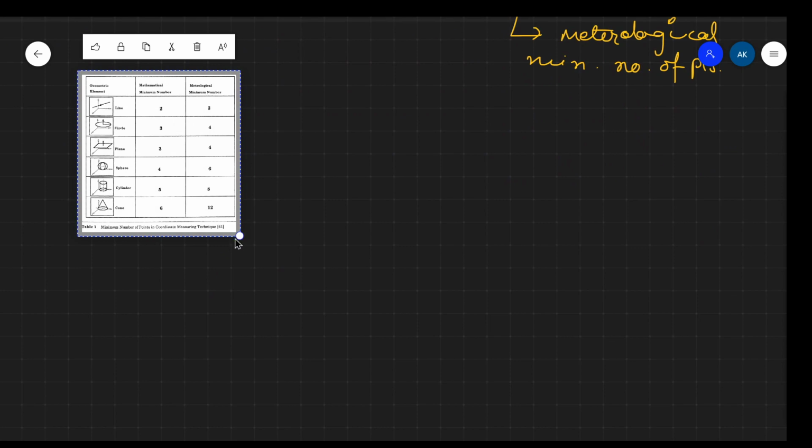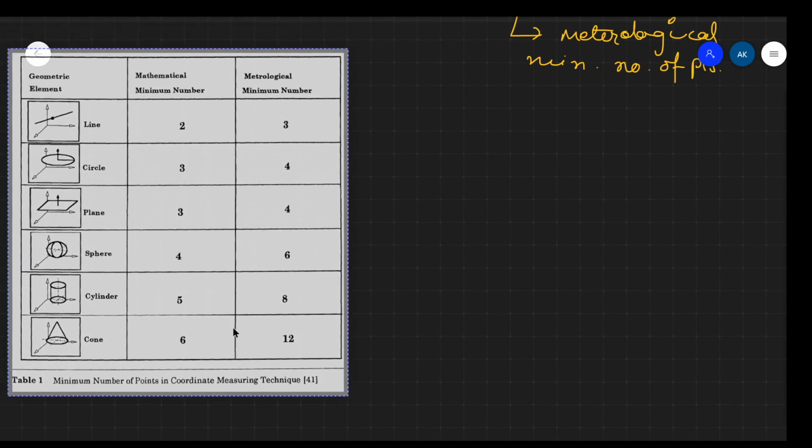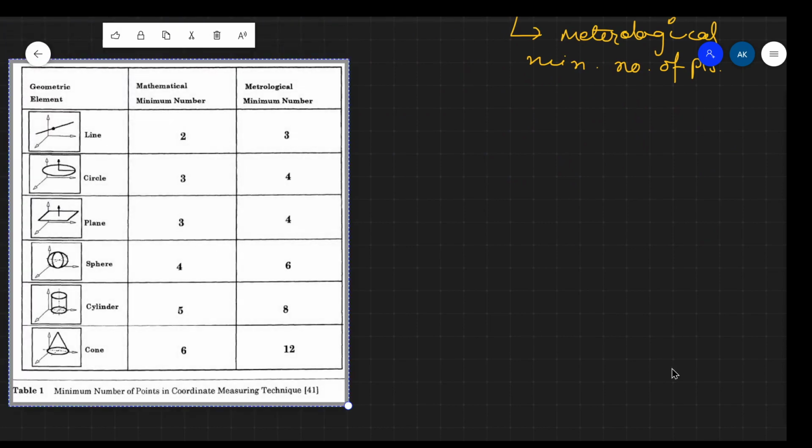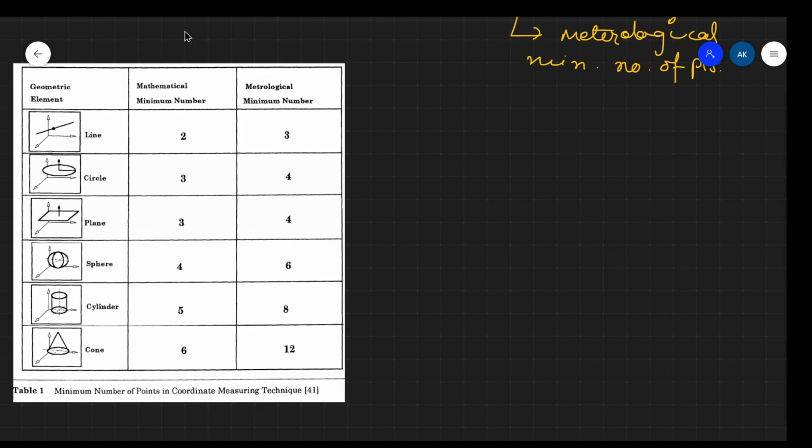So see, yeah, this is what I was talking about. See, these are the mathematical minimum number of things. Like for a line it is 2 for mathematical, but for metrological minimum number of points, I will always in future call it MMNP because I am very lazy. I cannot write so much. Kindly excuse me for that.